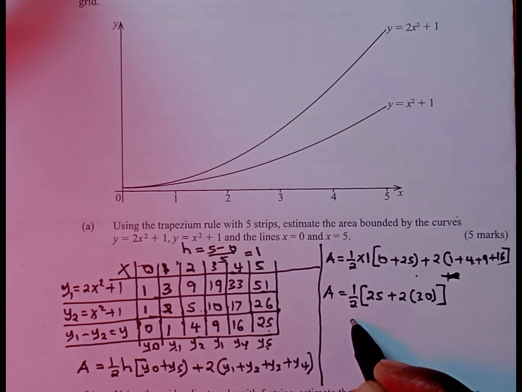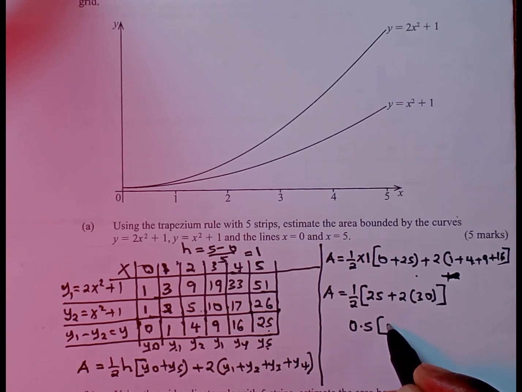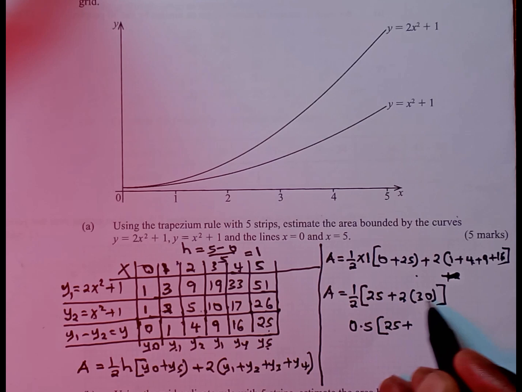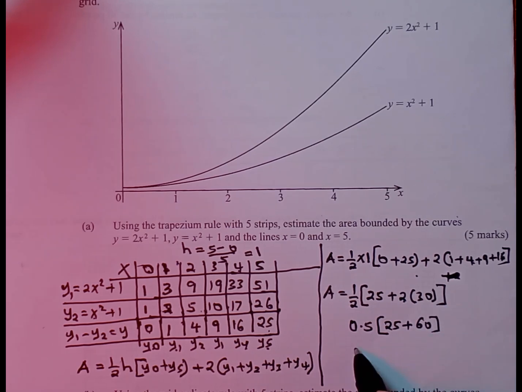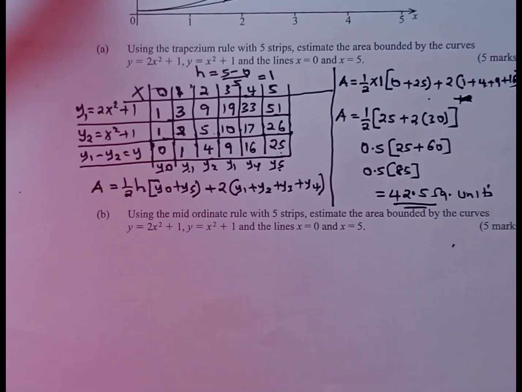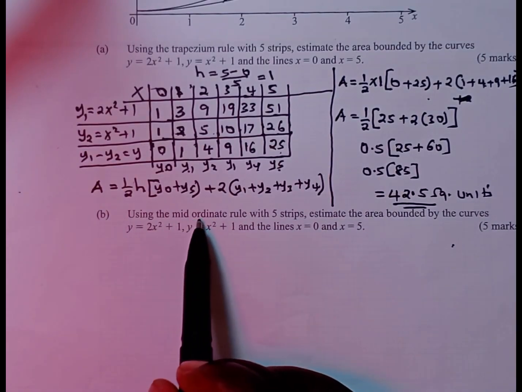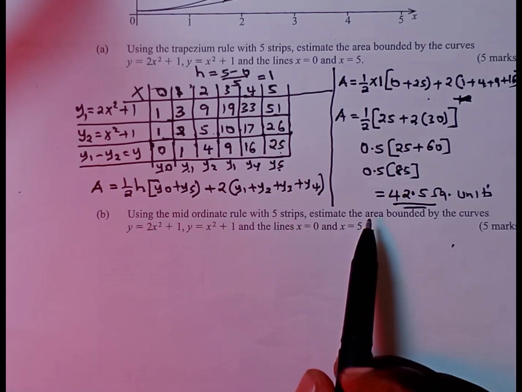We proceed, this is going to be half, which is the same as 0.5, into 25 plus 2 times 30 will give us 60, and this gives us 0.5 into 25 plus 60, which will give us 85. And when you take 0.5 times 85, you are going to get 42.5 square units.